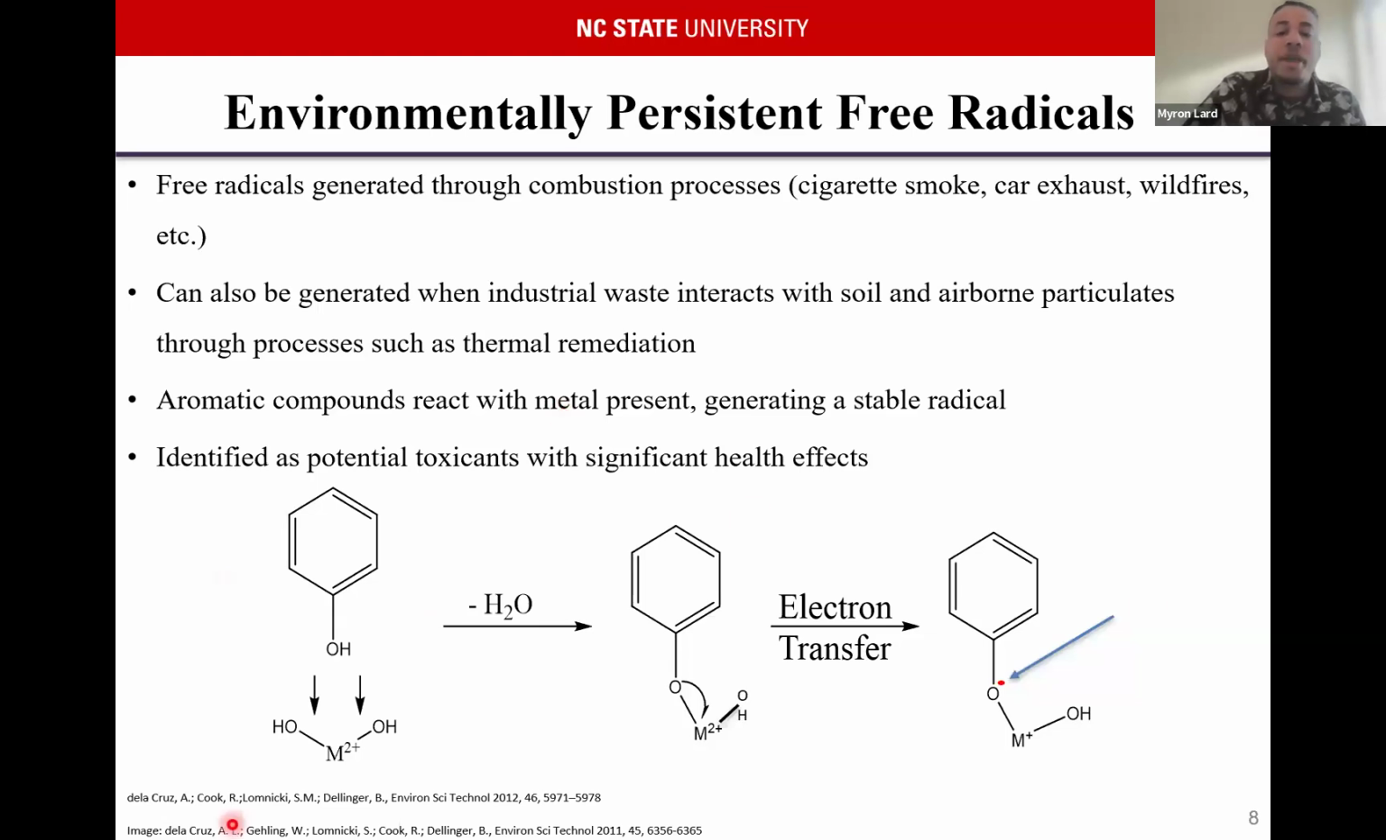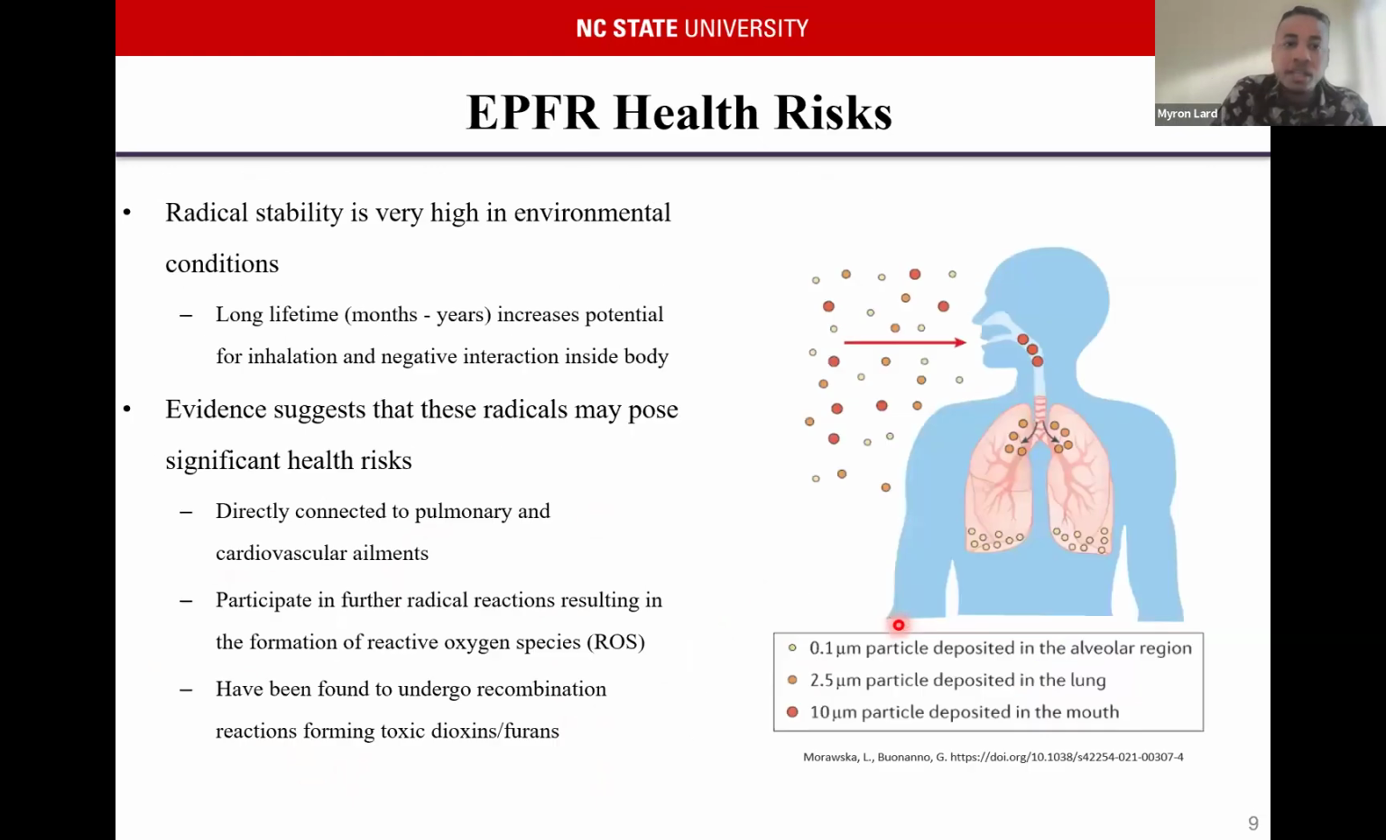So here is just a general schematic of the formation of one of these environmentally persistent free radicals. We see the organic compound, or the aromatic compound, here that interacts with the metal center in the soil. We have our chemical reaction eliminating a water, and we form this complex. Then an electron transfer happens, resulting in our stable free radical that can be stabilized through resonance with this aromatic ring. So the radical stability is very high in environmental conditions due to that resonance.